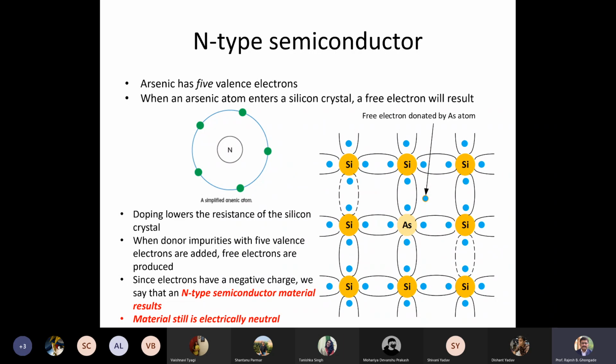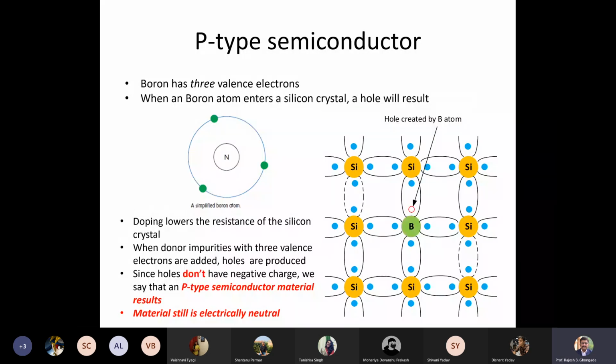Please understand this. People think that if I dope, or if n-type means negative, then it is negatively charged. No, it is not like that. Please remember that. So this is how you can modify the conductivity of an intrinsic semiconductor by making it extrinsic, and this is where the real fun starts. In a similar way, we have the p-type semiconductor.